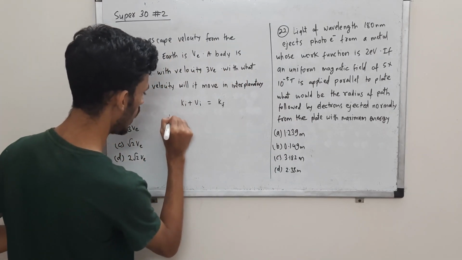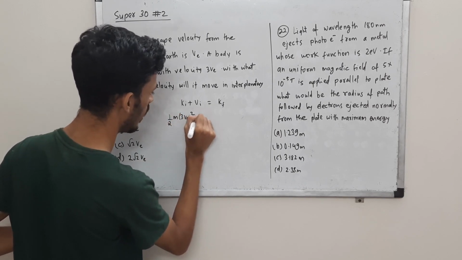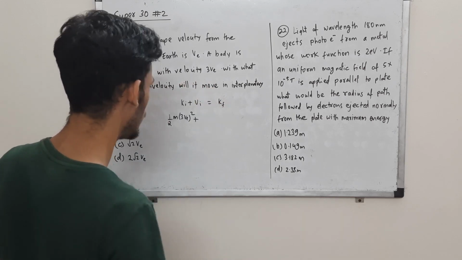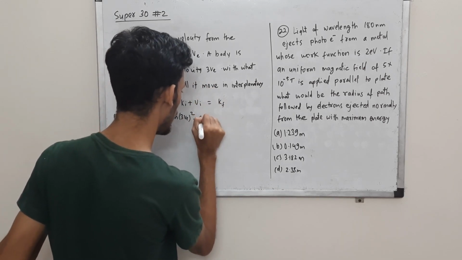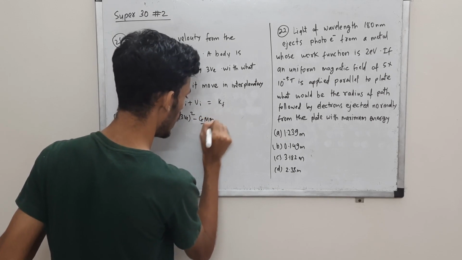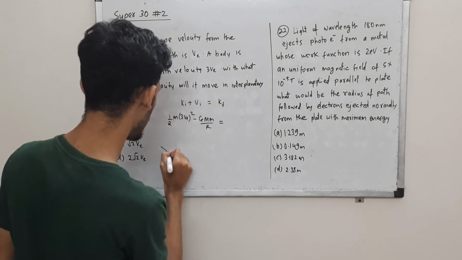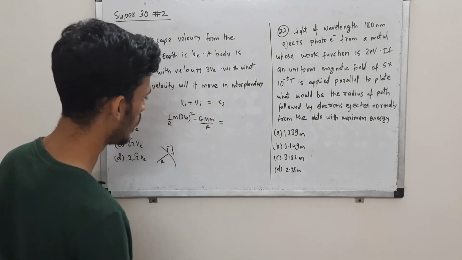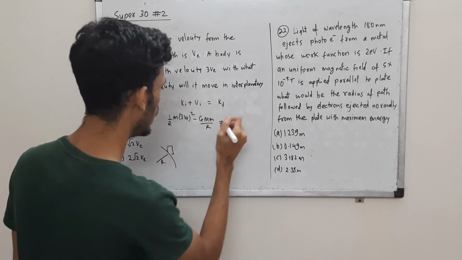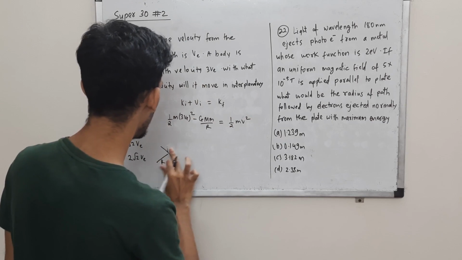So half m times 3 v_e squared, right? Half m v squared, this is the velocity given, and potential energy is negative, right? Minus GM by capital R, on the surface of the Earth, where the distance is capital R. So minus GM by capital R, and final kinetic energy half m v squared. Okay, so from there we have to find v.